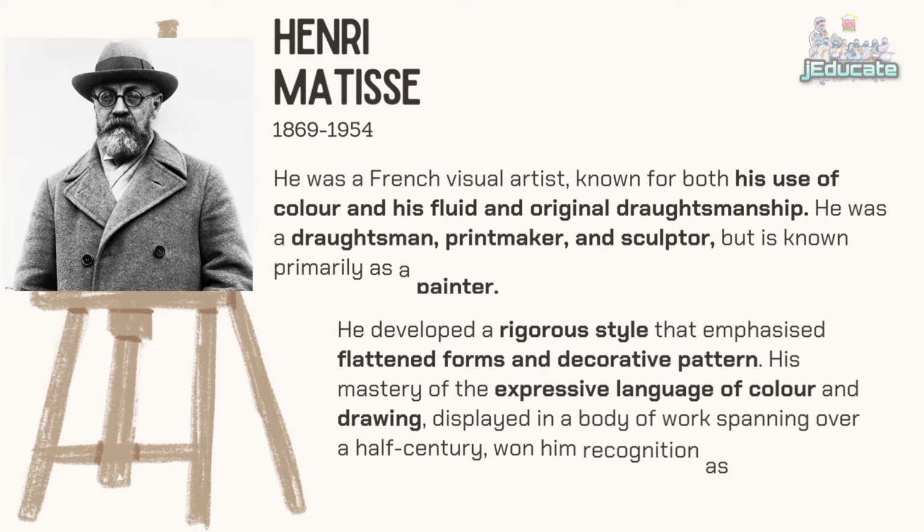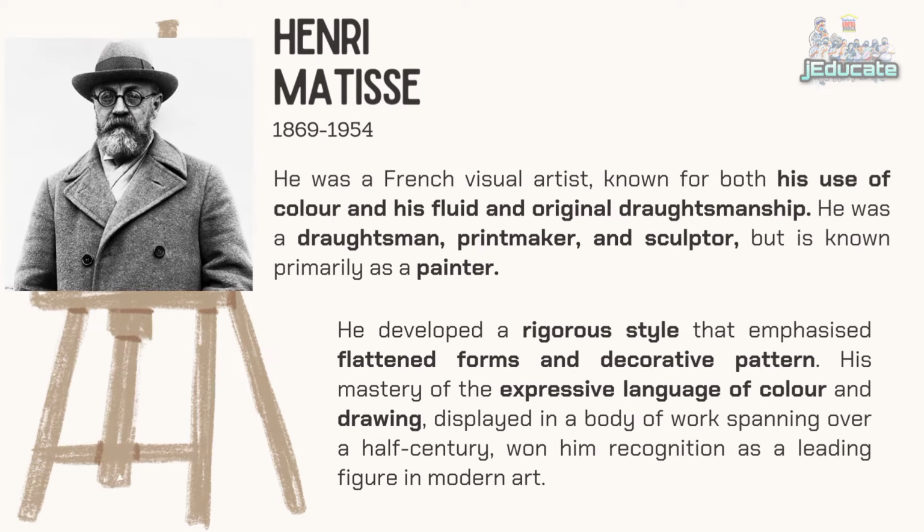Henri Matisse, 1869 to 1954. He was a French visual artist known for both his use of color and his fluid and original draughtsmanship. He was a draftsman, printmaker, and sculptor, but is known primarily as a painter. He developed a rigorous style that emphasized flattened forms and decorative pattern.